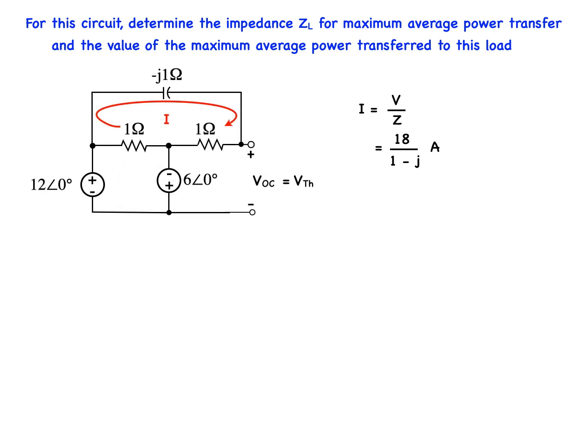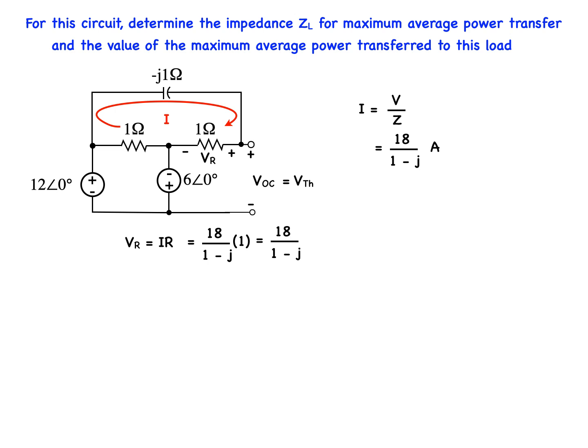Returning to our original circuit without the load, next we would like to calculate the voltage drop across the 1 ohm resistor, which I have labeled VR. And we know that the only current flowing through VR is the current I, which we have just calculated. So VR equals IR, Ohm's law. Substituting the actual values, we get 18 divided by the quantity 1 minus j, times 1, which equals 18 over 1 minus j.